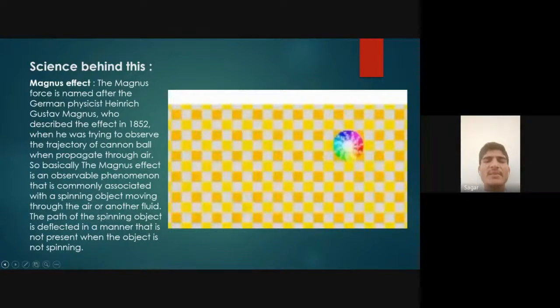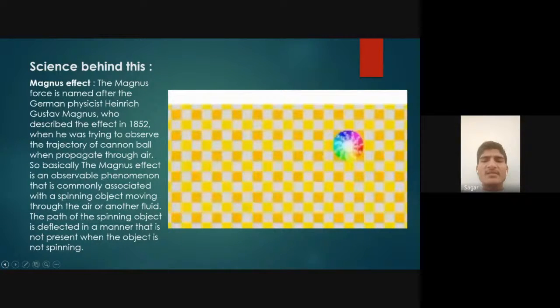So basically, the Magnus effect is an observed phenomenon commonly associated with a spinning object moving through the air or another fluid. The path of the spinning object is deflected in a manner that's not present when the object is not spinning. You can see a small animation of how the trajectory of the ball is changing with respect to time.